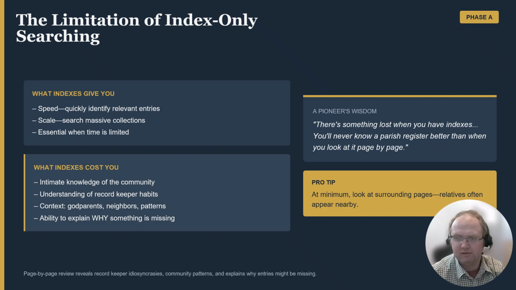You never know a parish register or document set better than when you have to look at it page by page. You get to learn the record keeper's habits, their idiosyncrasies, the shortcomings of the record keeping. You understand why something might be missing.